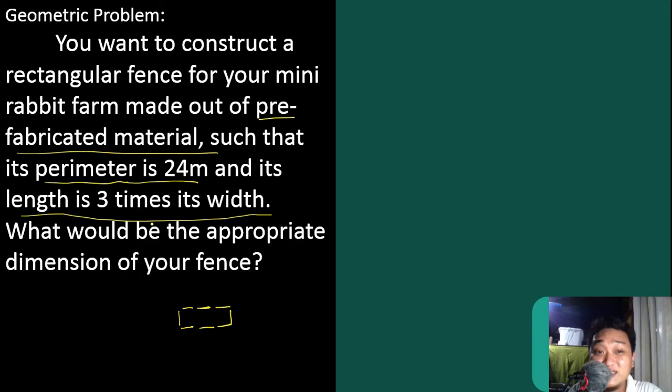Ito po, the length is 3 times its width. Kasi, bakit natin to inuna? Ito kasi yung madaling intindihin. Subukan natin. The length is 3 times the width. Ito yung magiging first situation natin. Ayan po.